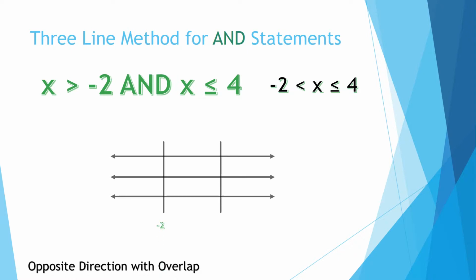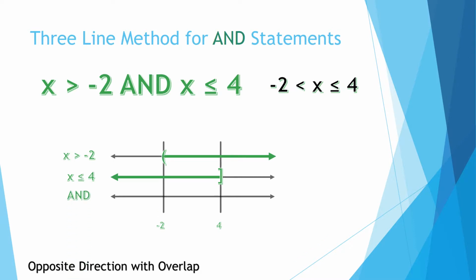For our critical points, negative 2 and 4, our first constraint is x is greater than negative 2. So this is going to be a parenthesis and shade to the right. Our second constraint is x less than or equal to 4. So this is going to be a bracket and shaded to the left.